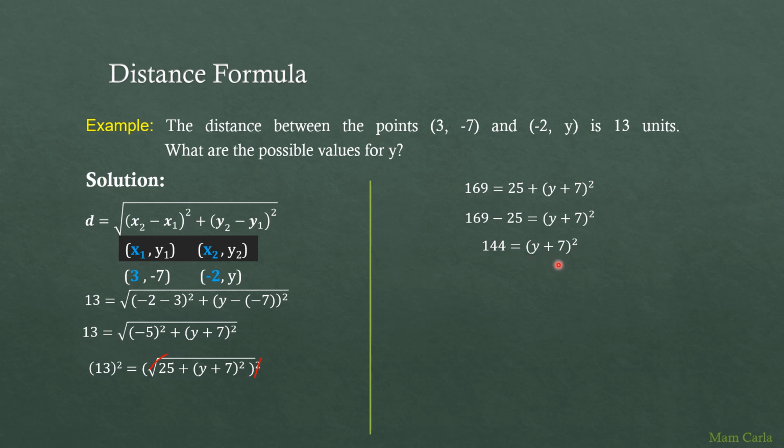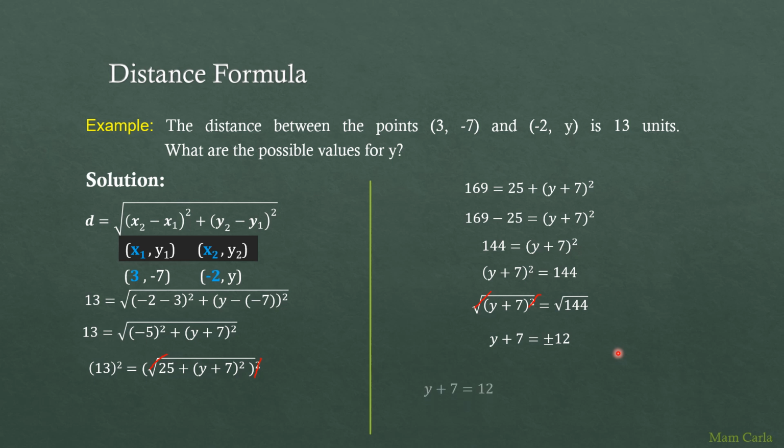Okay? Simplifying, we apply the reflexive property of equality first. We need to get the square root of both sides, so the square and the square root cancel out. What will be left is the square root of 144, which is plus or minus 12. So the next line becomes y plus 7 equals plus or minus 12. It means that we need to equate y plus 7 to both positive 12 and negative 12.